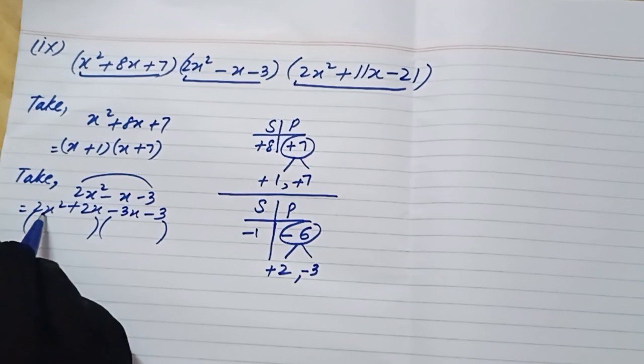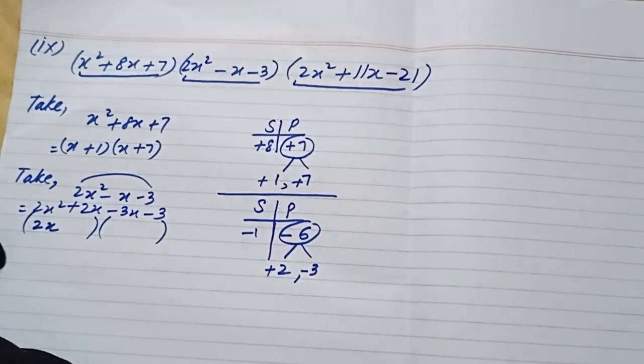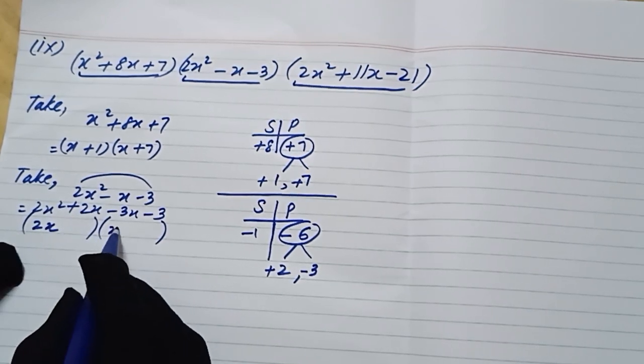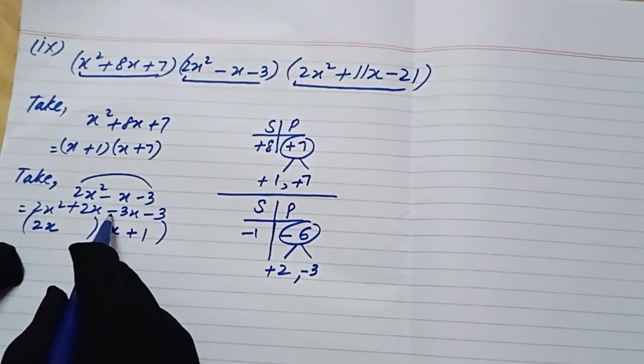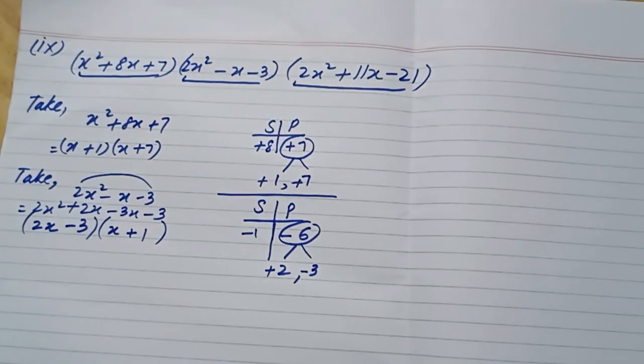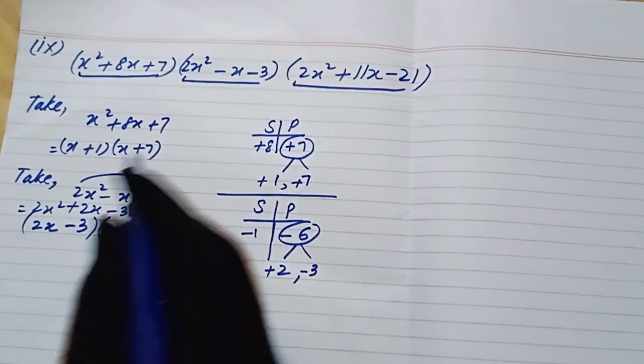Now what will you do? You will take 2x common. So what is this common number here, and what is left inside, x plus 1, write them over here. Now out of these, minus 3 common, so write minus 3 here and it is solved. Okay. Next one is the last.